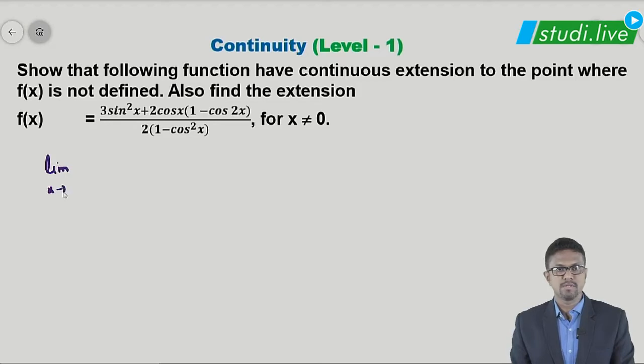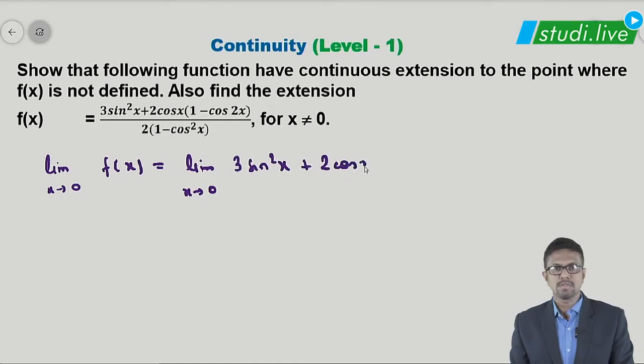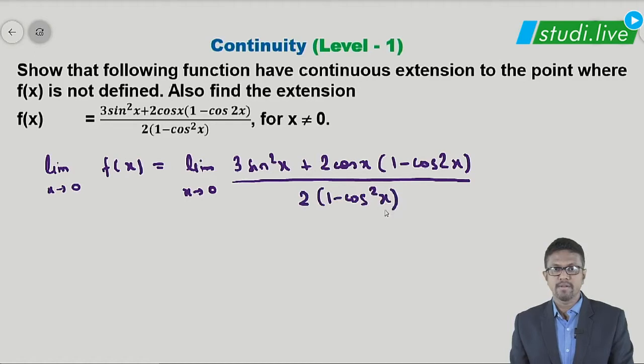So let us find the limit when x tends to 0. So this is the value of the function, of course, limit x tends to 0 of f of x. So limit x tends to 0 of (3 sine square x plus 2 cos x) into (1 minus cos 2x) upon 2 into (1 minus cos square x), okay. Now this is slightly different, 1 minus cos square x. So let us apply the formulas that are known to us wherever it is possible.